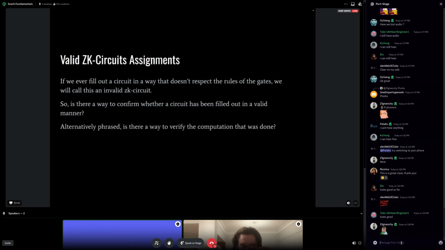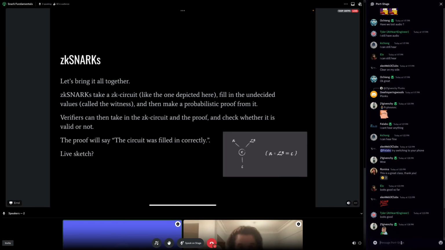So this idea of verifiable computation. Just as a quick teaser, earlier on I said that proofs say that with 99.999% likelihood, statement X is true. What the statement actually is, for a ZK circuit, is that it's filled in a correct way. And we're already at a point where we can give you the high-level definition of a ZK SNARK. So we can put it all together now.